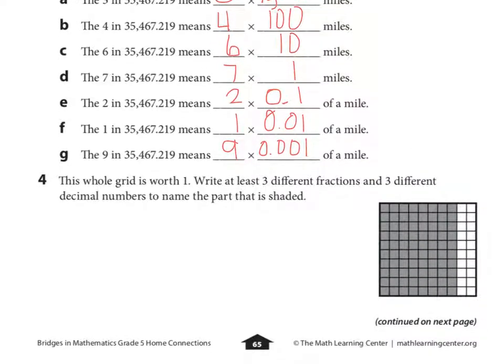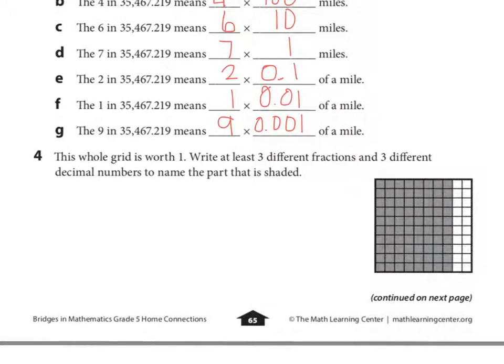Number 4 says the whole grid is worth 1. Write at least 3 different fractions and 3 different decimal numbers to name the part that is shaded. So first we have to look at how many parts are shaded. How many strips? If we were to imagine these are strips. 1, 2, 3, 4, 5, 6, 7, 8 strips. So I know that one fraction, because it's asking me to write 3 different fractions and 3 different decimal numbers, one fraction would be 8/10.